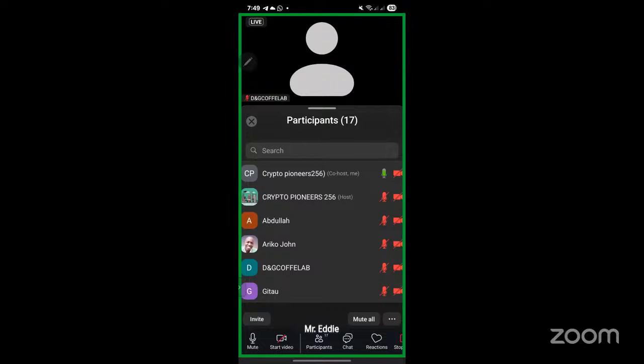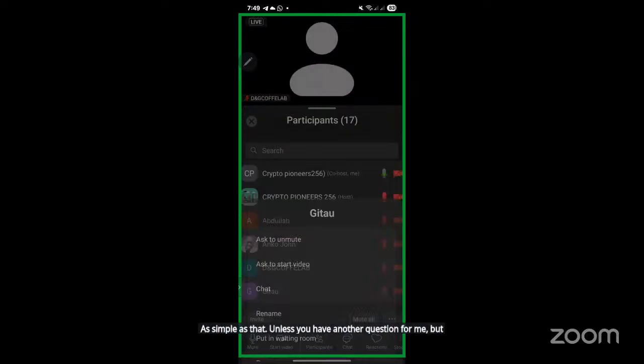So you look for bullish signals in the lower time frame if you are long in the market, and you look for bearish signals in the upper time frames if you are shorting it. Simple. As simple as that. Unless you have any question for me, let me stop here.